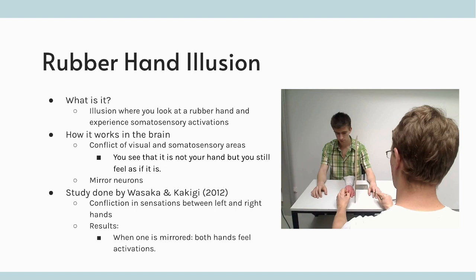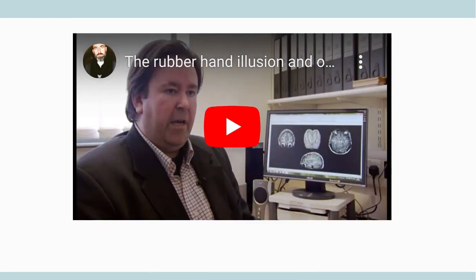In a study done by Wasaka and Kakiji in 2012 about conflict in sensations between left and right hands when one is hidden from you, it showed that when one hand is mirrored, participants feel sensations in both hands, even though only one hand is being actively stimulated. Here is a video showing how the rubber hand illusion works.